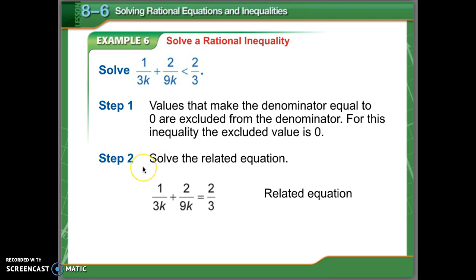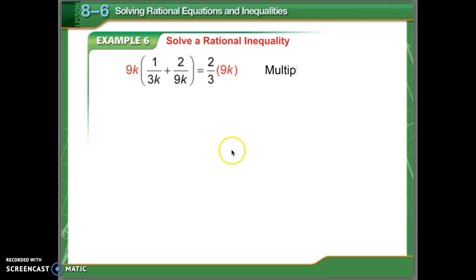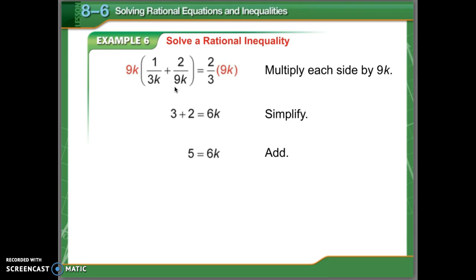Step 2 is solving the related equation. So basically, we're going to take this problem and turn the inequality into an equal sign and solve the problem. So we need our common denominator, just like we looked at earlier in the previous examples. Our common denominator would be 9k. When we multiply the problem by that, it simplifies down to 5 equals 6k, which means k is 5 over 6.